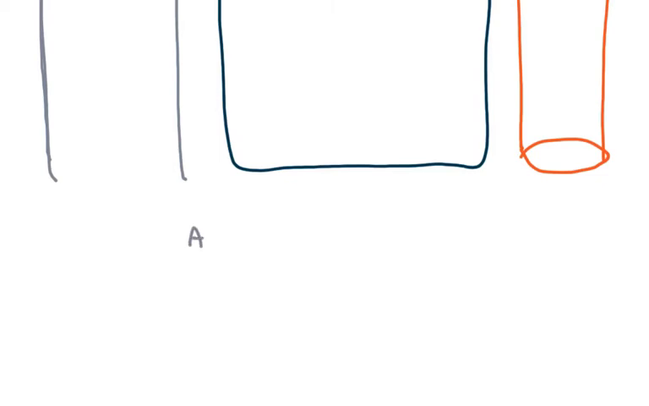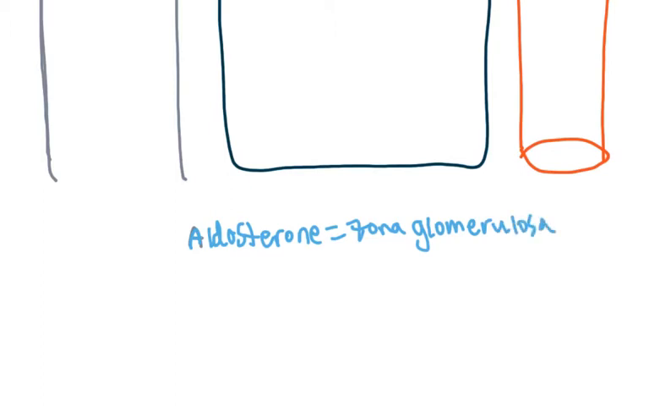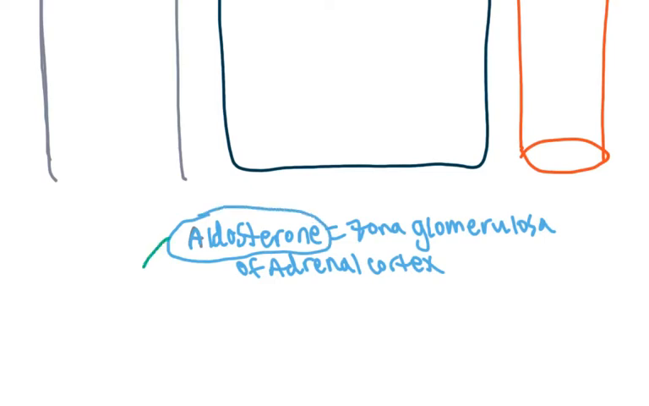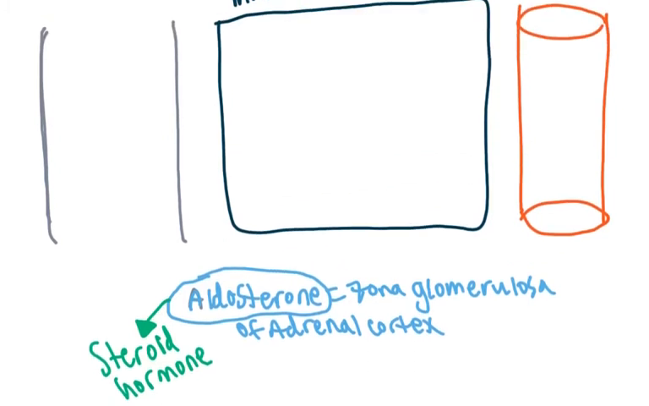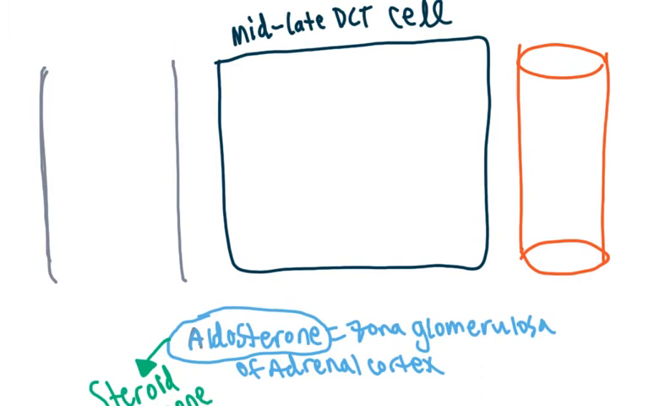Aldosterone is produced, so let's write this down. Aldosterone is actually produced in our zona glomerulosa of our adrenal cortex. It's our first layer of our adrenal cortex. And remember, aldosterone is not a protein hormone, it's a steroid hormone derived from cholesterol. And when we produce aldosterone, we said that it can go into the mid to late distal convoluted tubule cell and increase sodium and water reabsorption into the blood.